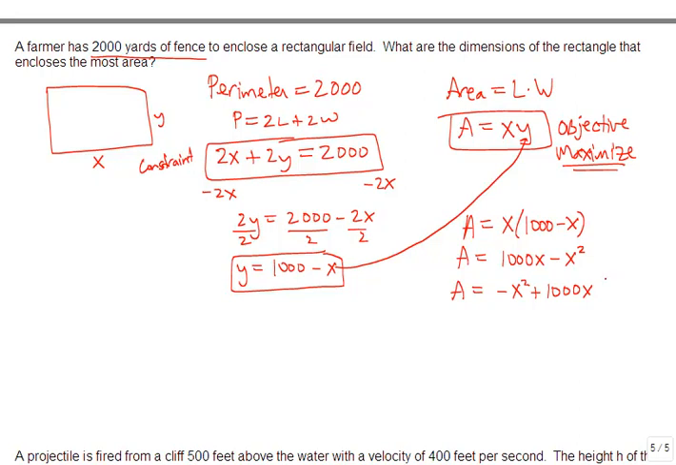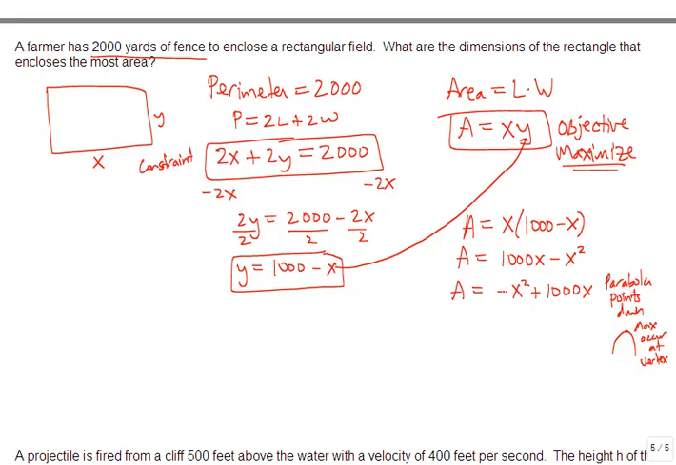So this is a parabola because it's an x squared, and it points down because of that negative in front. And if it points down, that means it has a max. And where does the max occur? At the vertex. How do you find a vertex of a parabola? You use minus b over 2a. So all of these steps sort of follow one another.